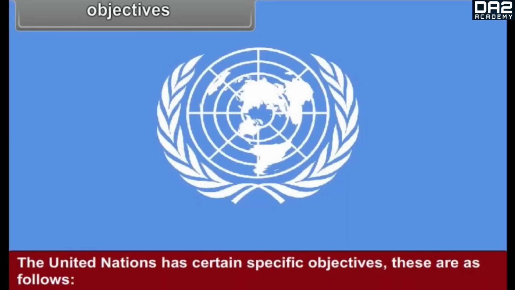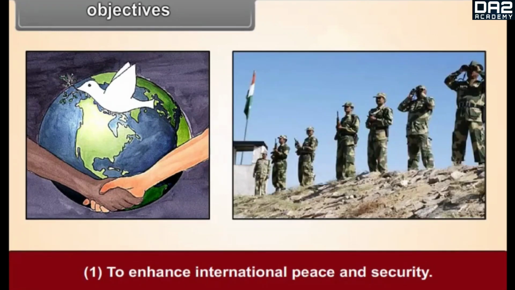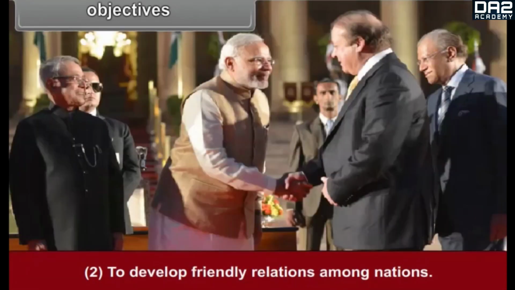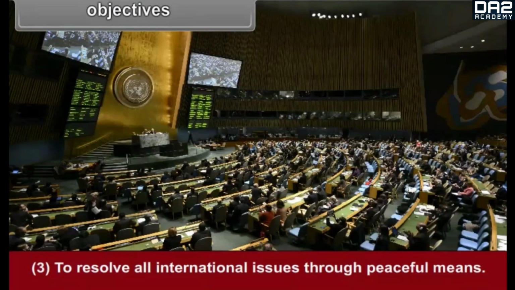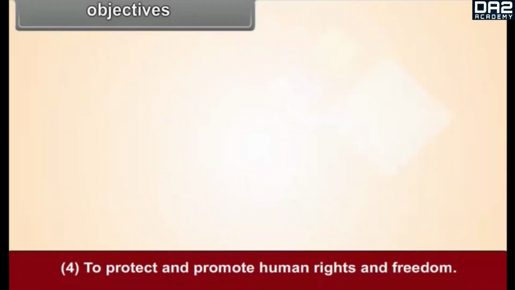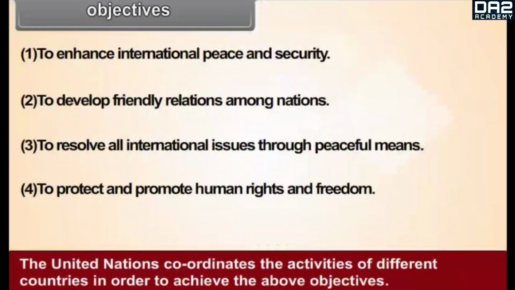Objectives. The United Nations has certain specific objectives. These are as follows. 1. To enhance international peace and security. 2. To develop friendly relations among nations. 3. To resolve all international issues through peaceful means. 4. To protect and promote human rights and freedom. The United Nations coordinates the activities of different countries in order to achieve the above objectives.